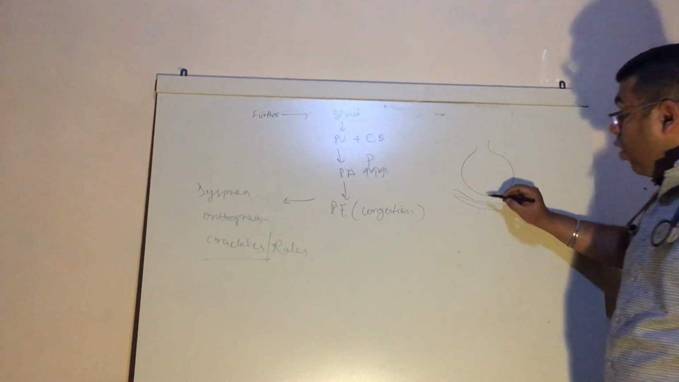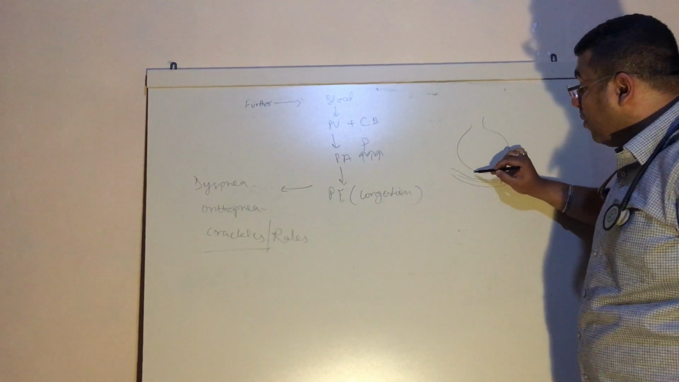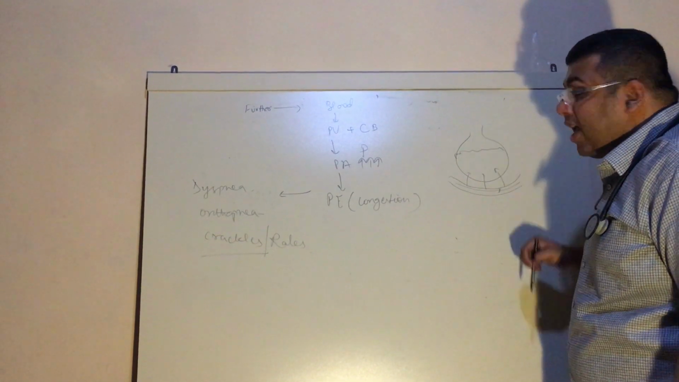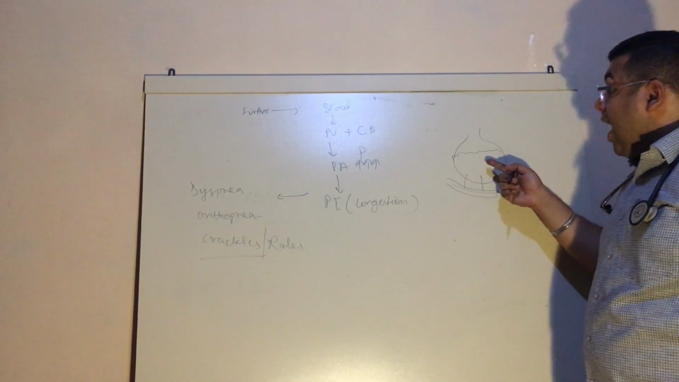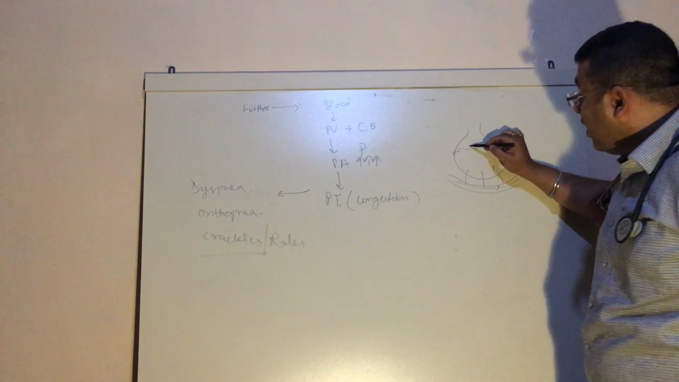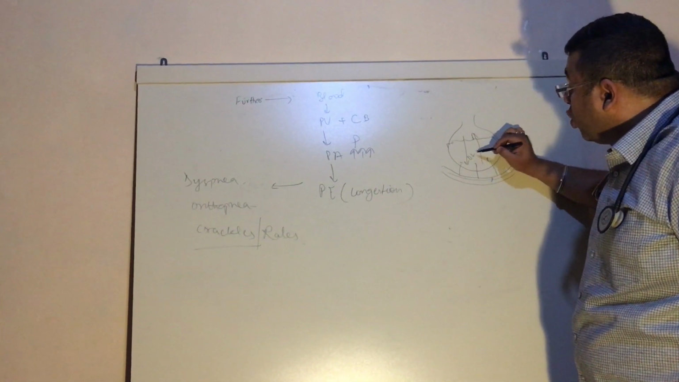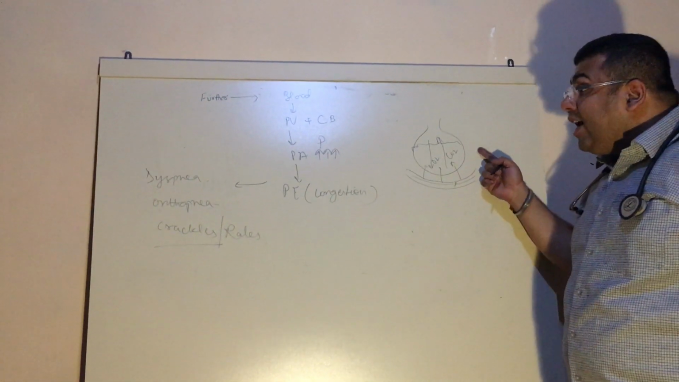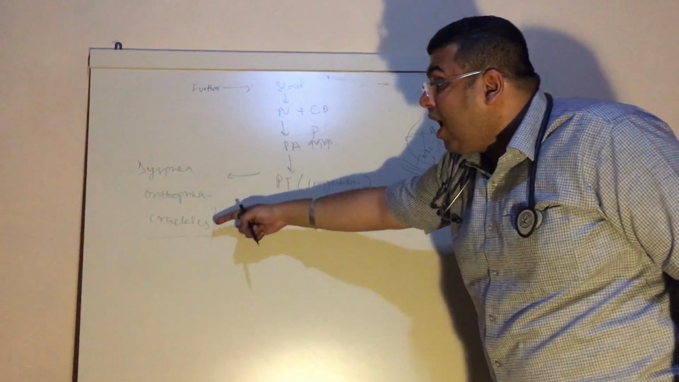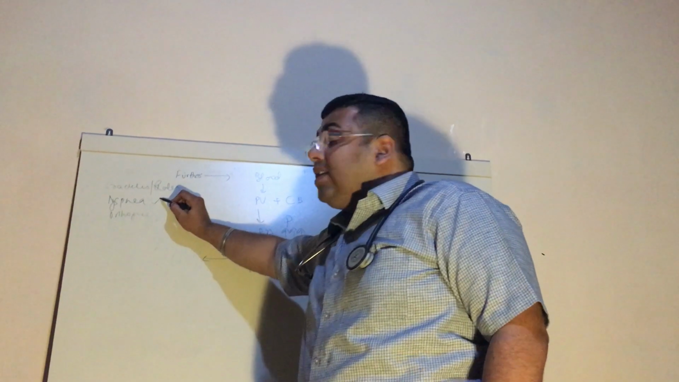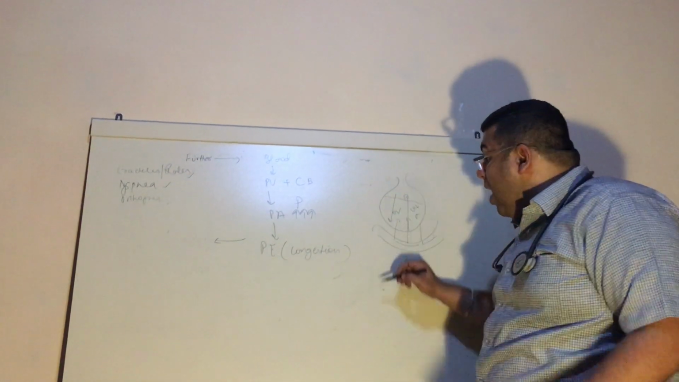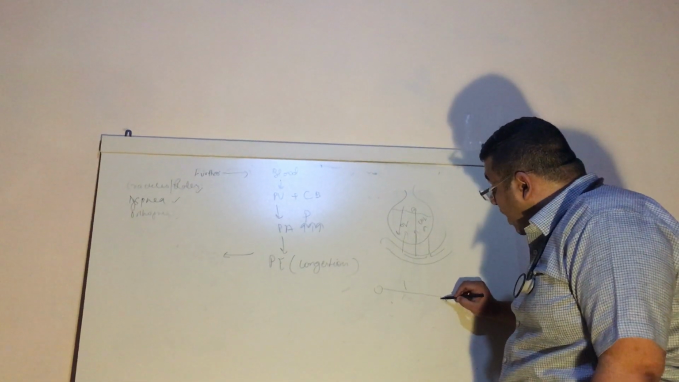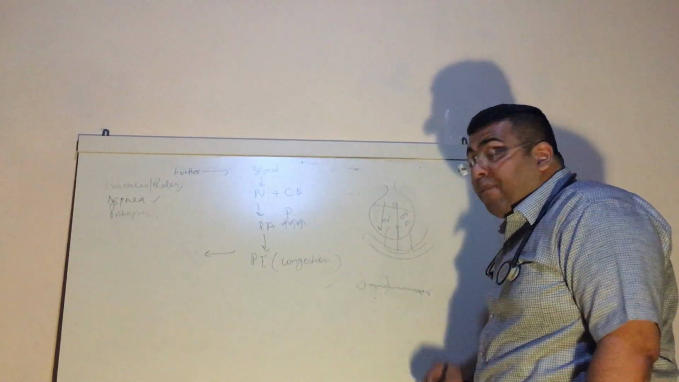This is an alveoli, right? And this is a capillary which is passing by. Now this capillary has a lot of congestion, right? And now this congestion, which is not normal, will lead to fluid accumulation in the alveoli. And now because of this fluid accumulation, the gas exchange of O2 and CO2 will be very difficult, and that would lead to dyspnea, orthopnea, and crackles and rales.